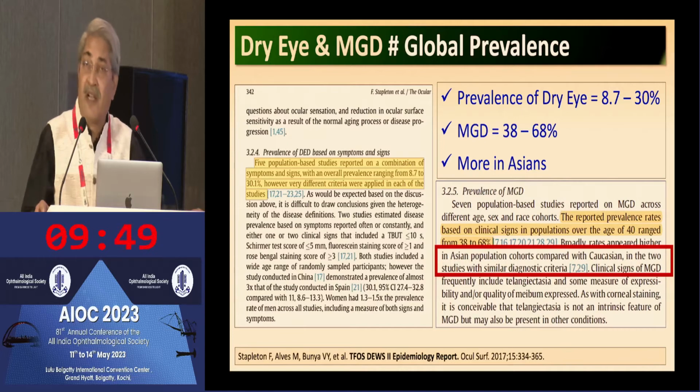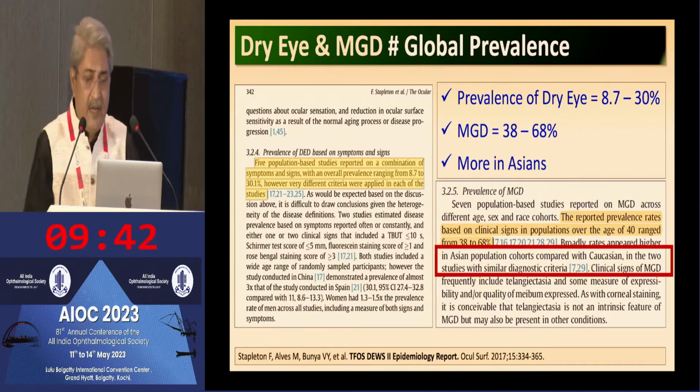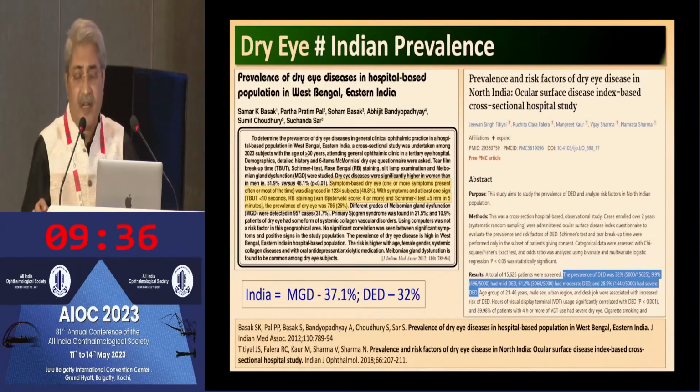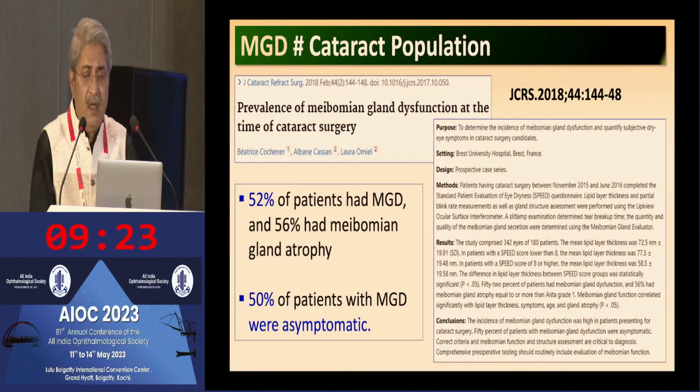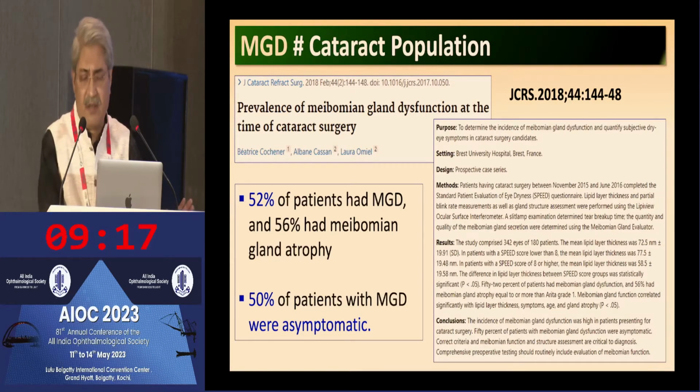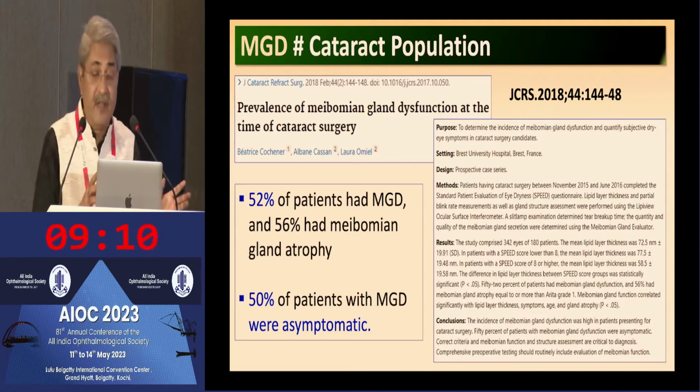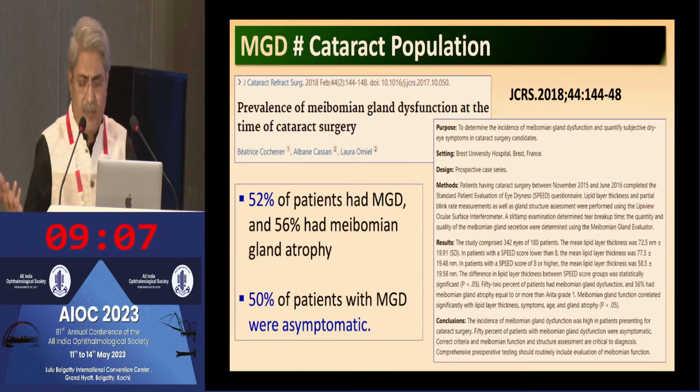So meibomian gland dysfunction, a lot of studies are there, and the prevalence is 38 to 68%. And if you see the Indian data, only a few data are available, one from our place, one from RP center, and it is about 37 to 40%. So meibomian gland dysfunction is very important for many reasons. One is we are living in a digital era on screen, and on the other side we have an old population group. They are having meibomian gland dysfunction.